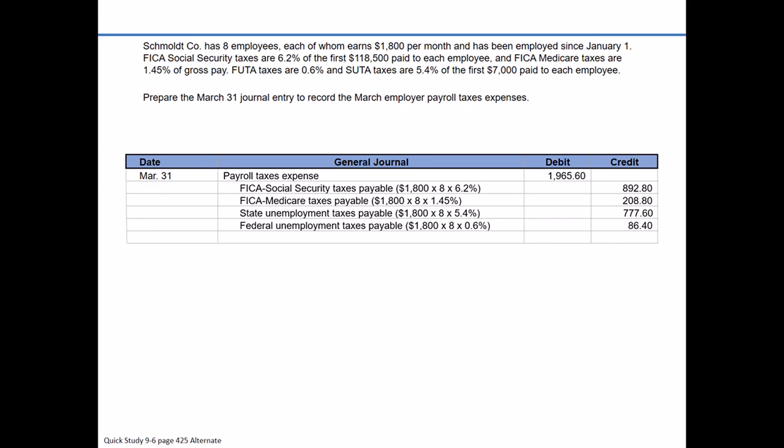So the total payroll expense is going to be $1,965.60. While not asked in this particular problem, eventually this company, Schmolt Company, would have to remit these various amounts to the appropriate organization at the time at which they did that. For example, if they pay the Social Security tax agency, they would debit FICA Social Security taxes payable, lowering the liability for a total of $892.80 and credit cash also for $892.80.